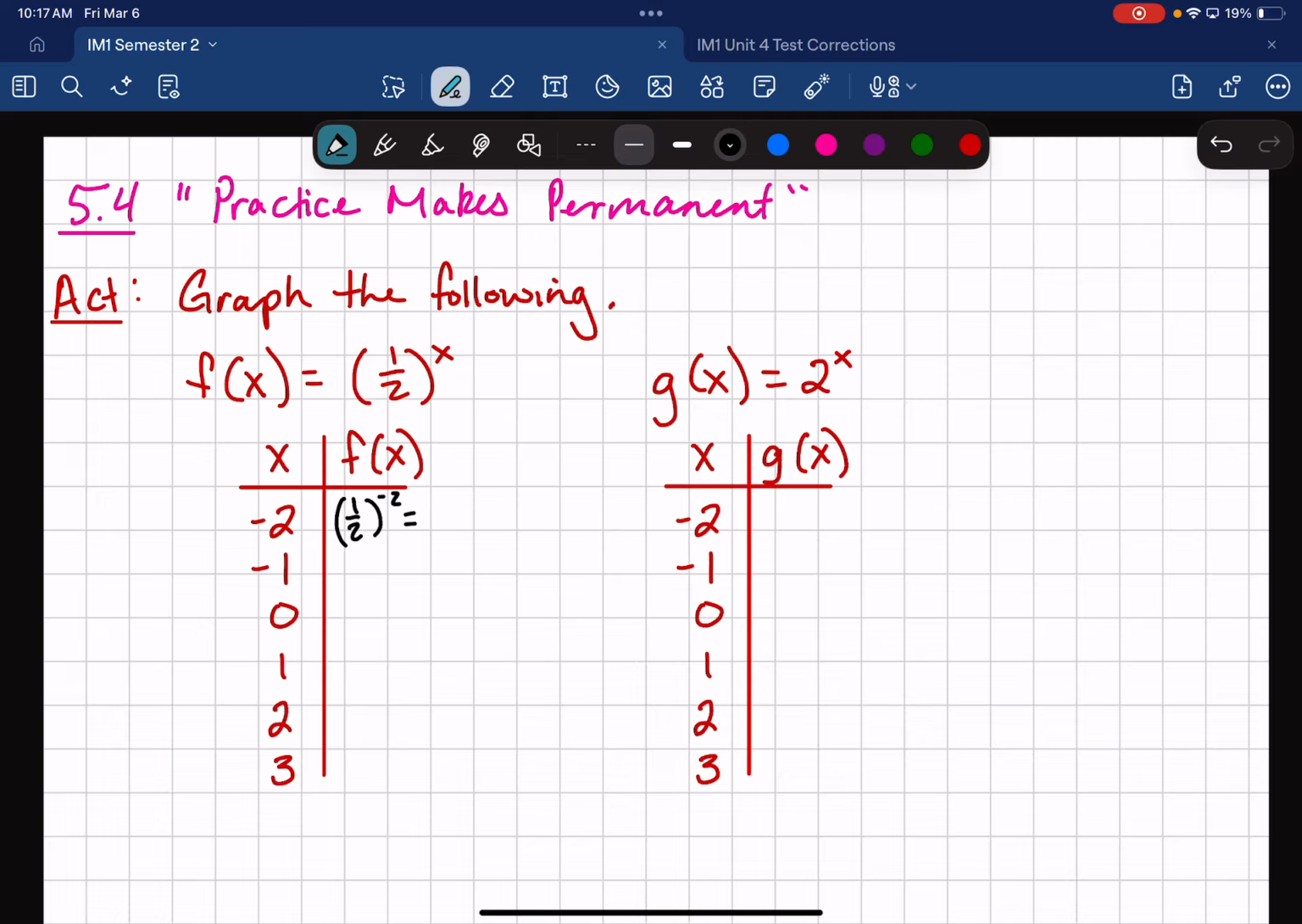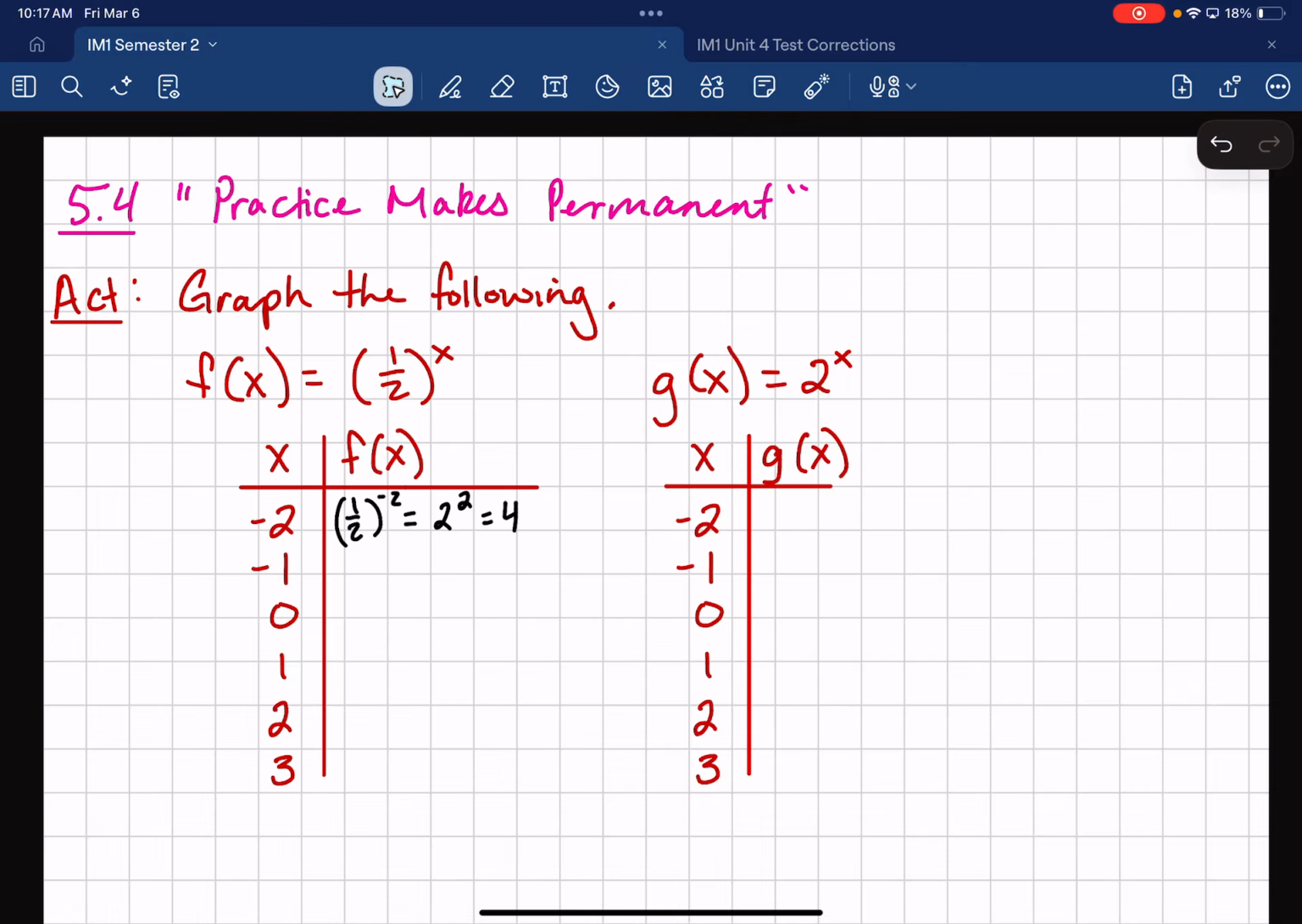What do I do with the negative power? It says, hey, you're on the wrong side of the fraction. Since that is a power rule and it goes to the top and the bottom, the whole fraction flips. So this is really 2 squared. What's 2 squared? 4. It's okay, me too.